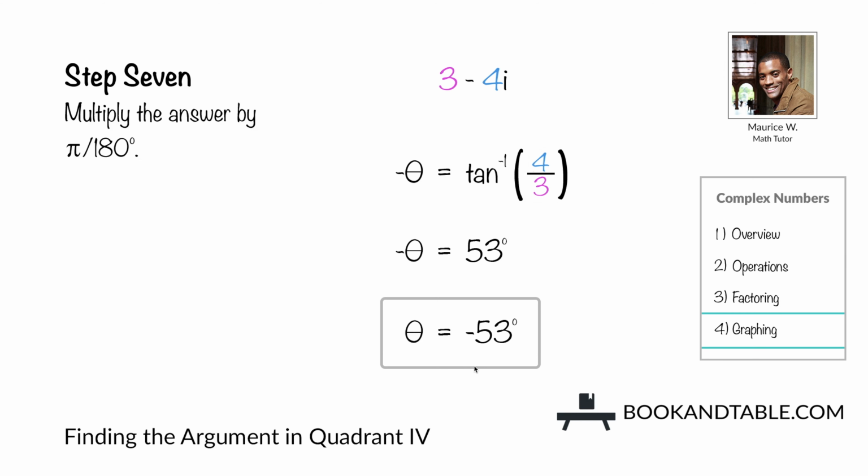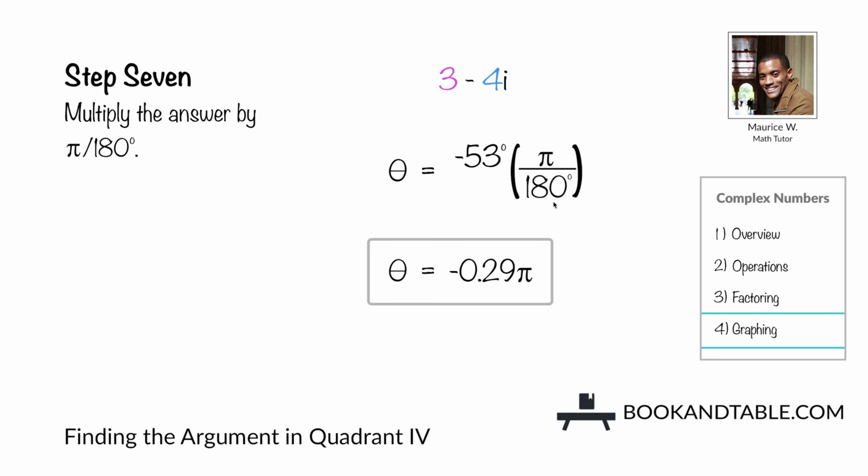And to get this answer into radian form, we want to multiply negative 53 degrees by pi over 180 degrees. When we do so, negative 53 degrees divided by 180 degrees gives us negative 0.29 radian. So the answer would be negative 53 degrees, or negative 0.29 radian.